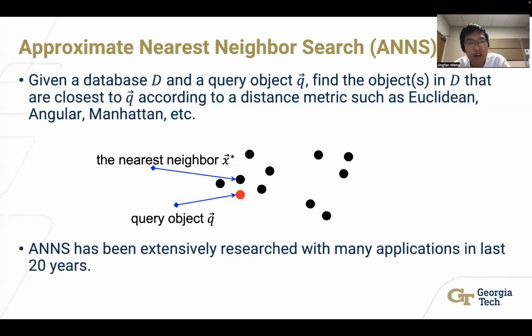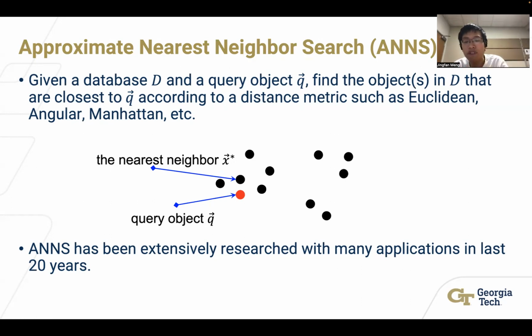We are working on a very extensively researched old problem. It is called approximate nearest neighbor search, or ANS. Let me briefly introduce this problem. We have a database D that consists of a lot of data points. These are black dots in this figure. And given a query object Q, it is a red dot, we want to find objects in the database that are closest to the query according to some distance metric.